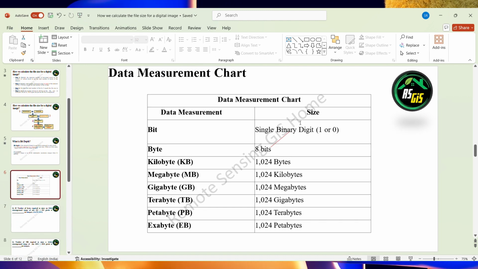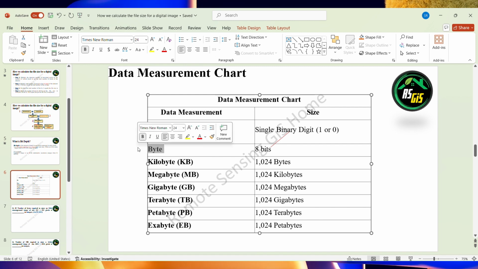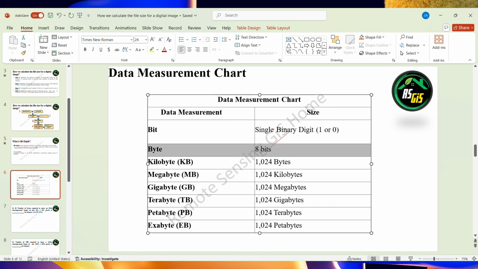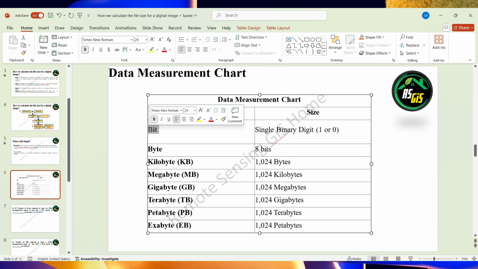Just focus on this data measurement chart. The smallest unit of digital storage is the bit, and 1 bit is a single binary digit. It can be 1, it can be 0. A byte is equal to 8 bits. So 1 byte requires 8 bits, meaning it carries 8 bits of data.